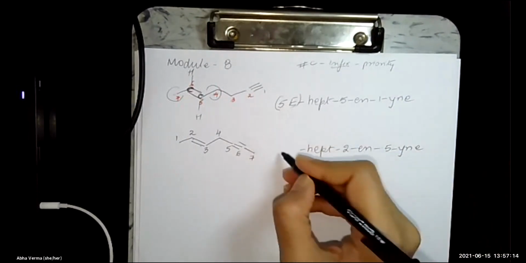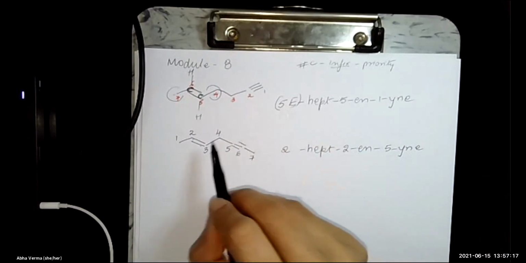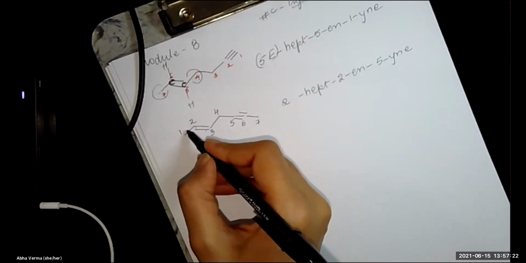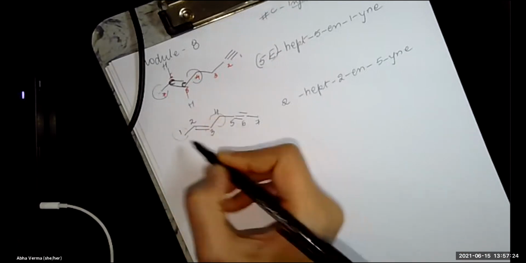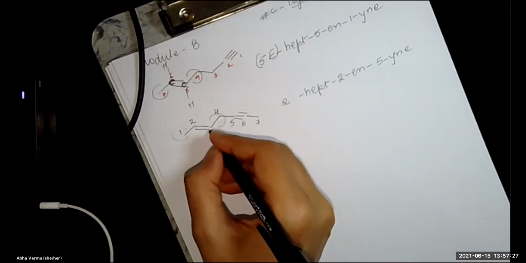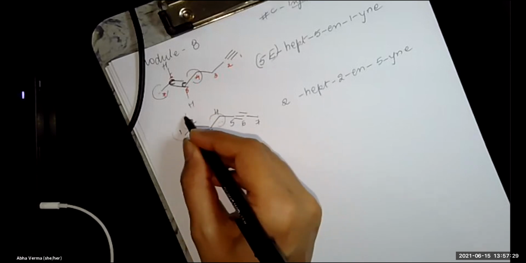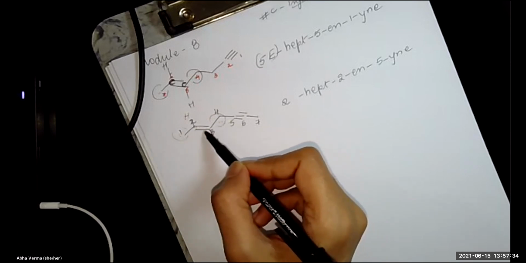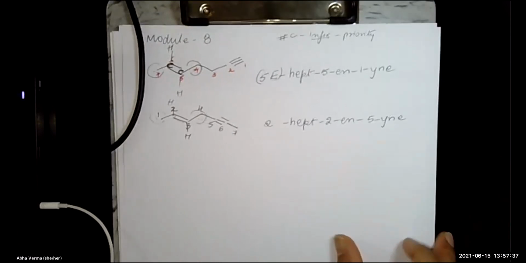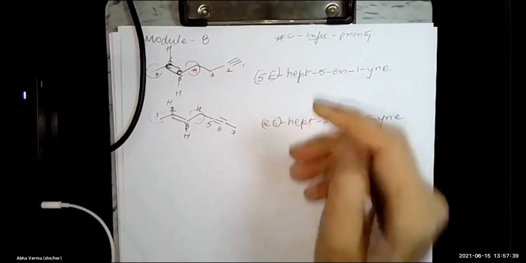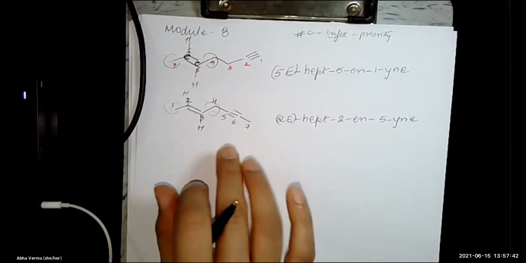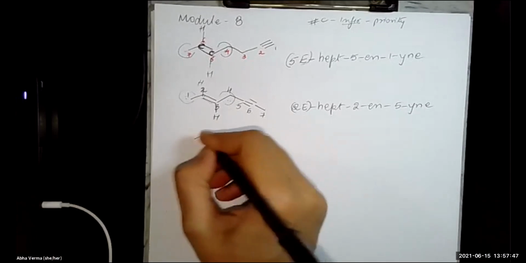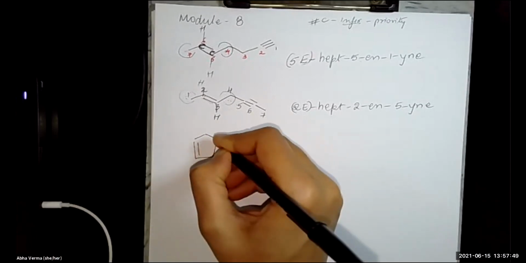On my second carbon, I have to make sure that I give the geometrical isomer designation. Both of these groups are opposite to each other. This is my hydrogen here, this is my hydrogen here. Both of these priority groups across the double bond are opposite in location. So the E stays. Any questions?